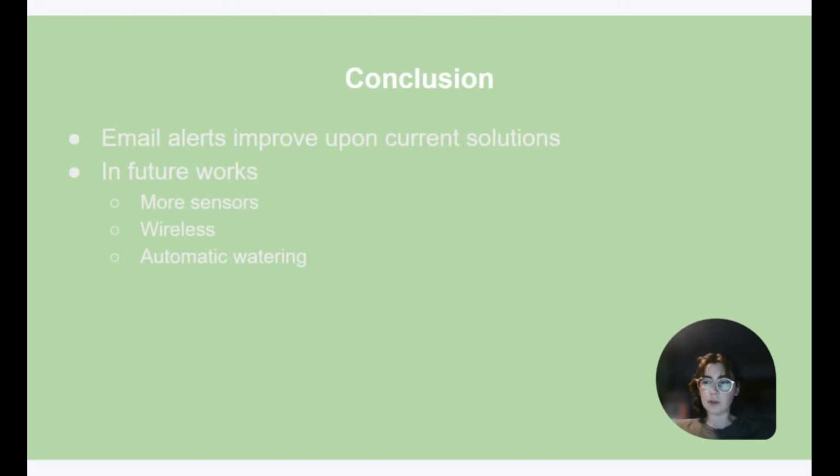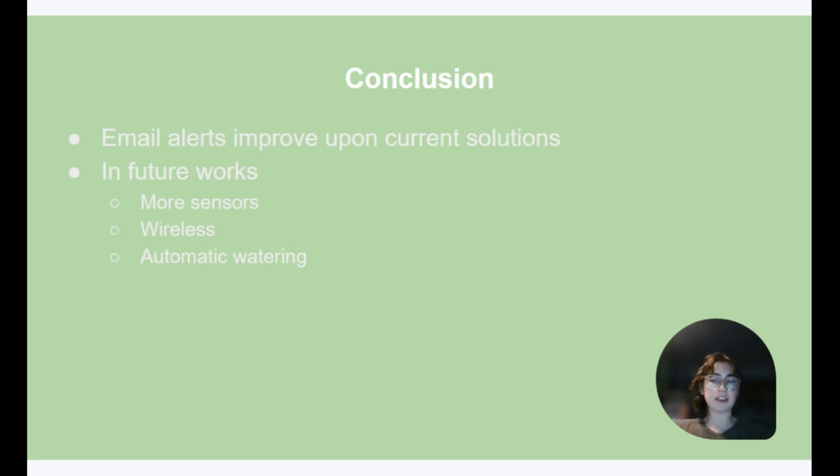So the code was successful. It sends an email to the email account that I set up, as well as you can see the indications within the command line there as well. But in conclusion, I think that this succeeded in improving upon the current solutions and solves the issue of over and underwatering.